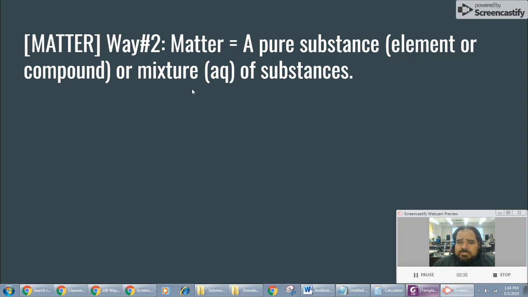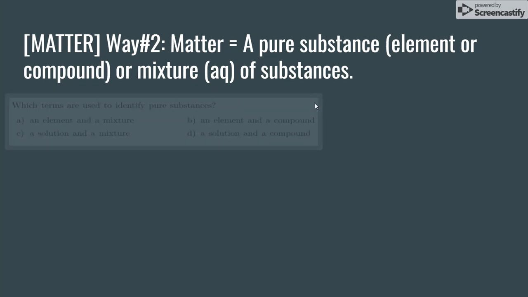One of the ways we can spot mixtures among several different ones is look for the word aqueous. Aqueous just means dissolved in water. So if you have a mixture of substances, it includes the substance itself and the water that it's dissolved in. So let's try some sample problems.